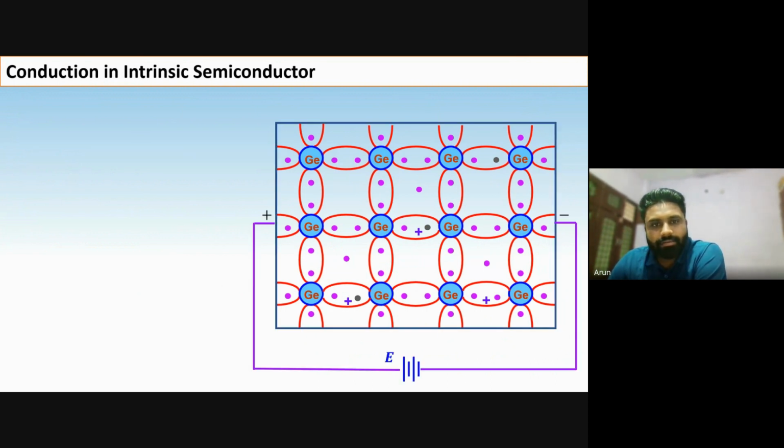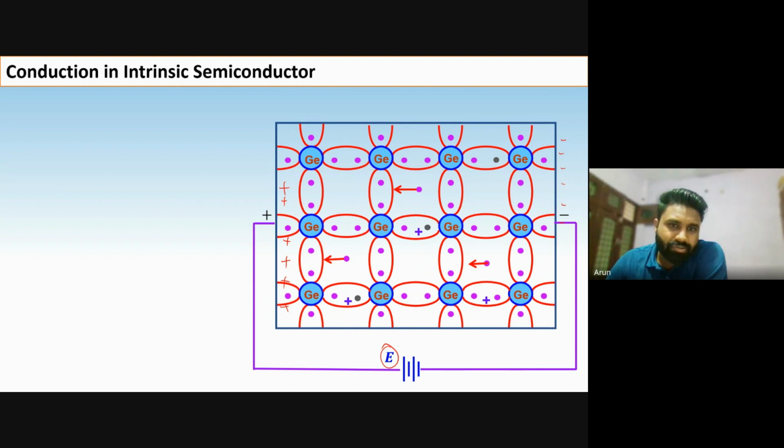Now if we apply an external source to this semiconductor, which is already in conduction mode, and connect it to a battery of electric potential E, then what will happen? All the free electrons will move towards the positive plate, because this plate is positive and this plate is connected to the negative terminal. So what will happen?